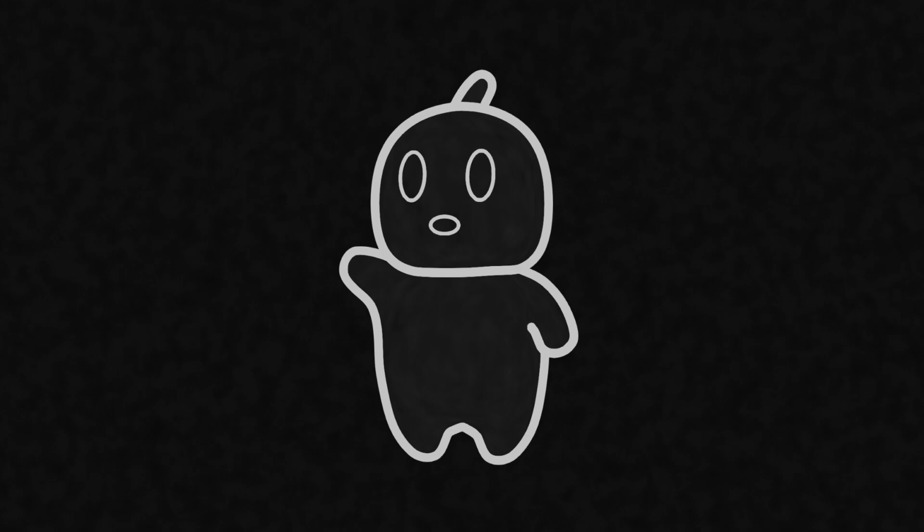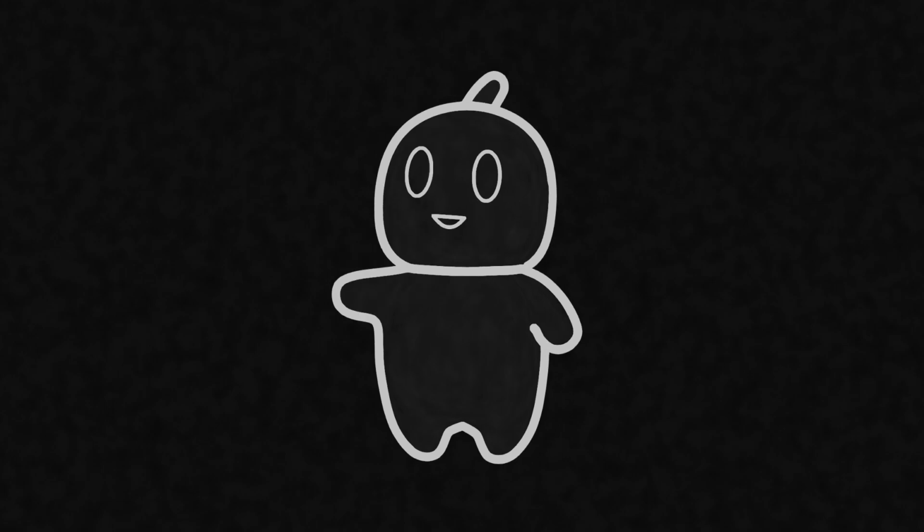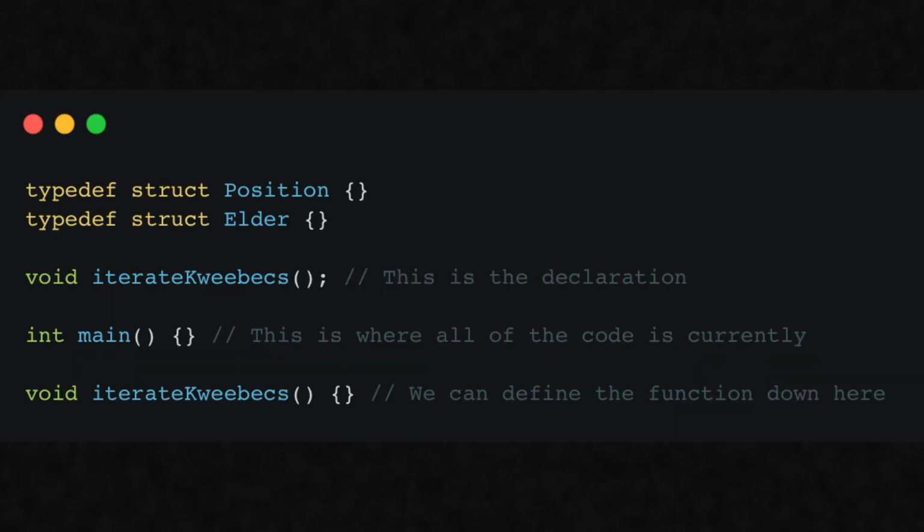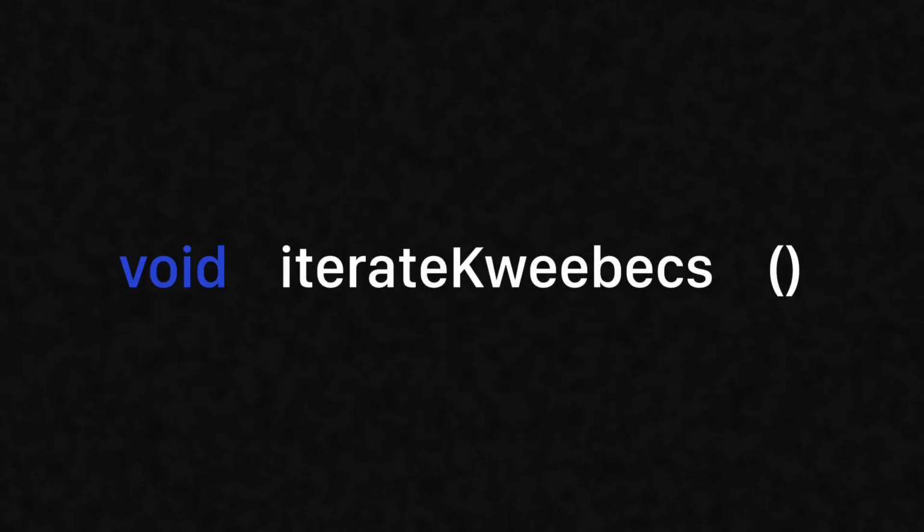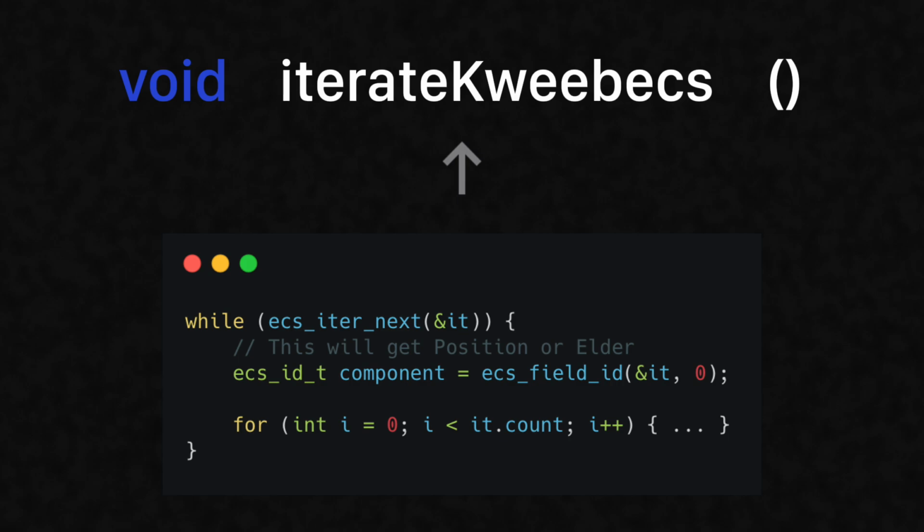In order for a system to work, we must have another method to call. Let's make a method by putting the declaration at the top of our script like this. And let's name it iterate quebex. This is where we will now iterate our code.